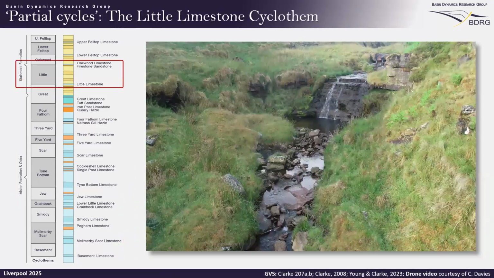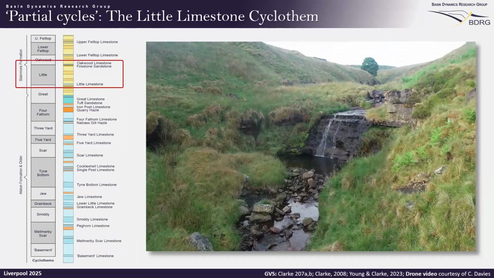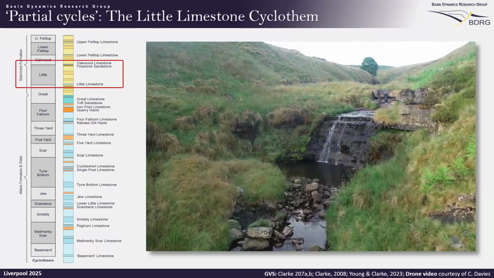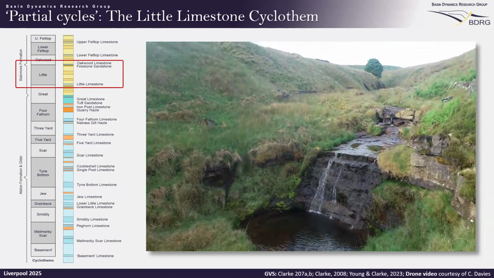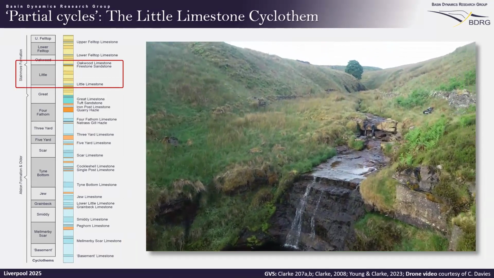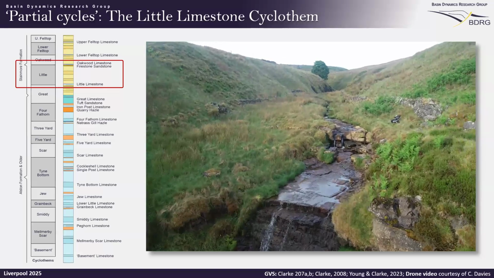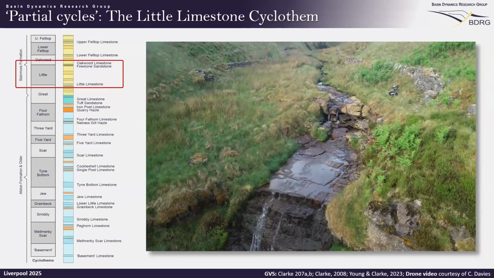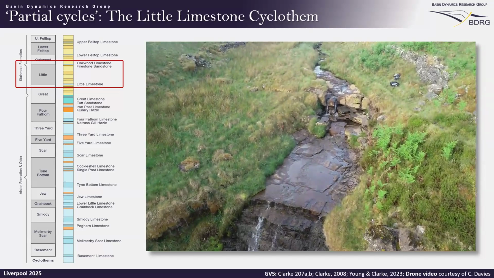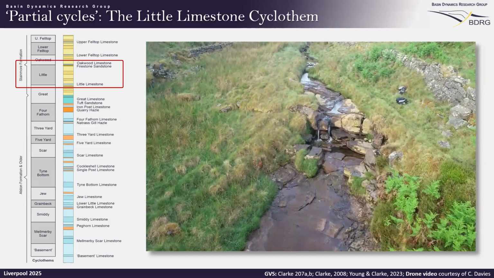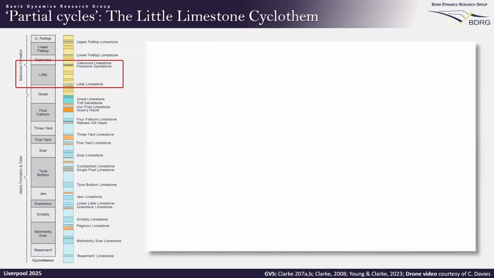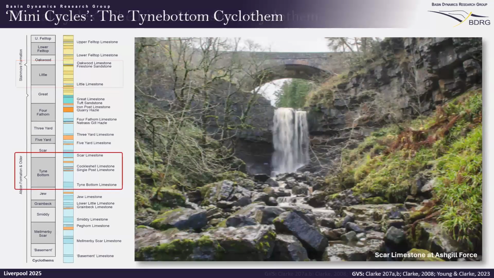We also noticed that some cyclothems actually had sort of partial set mini cycles within them. This is the little limestone cyclothem in here, where the waterfall is actually indicating a partial shallowing upwards and then flooding again, a deepening event again. So some of these cyclothems have kind of half or partial cycles within them. They're not clean cyclothems.